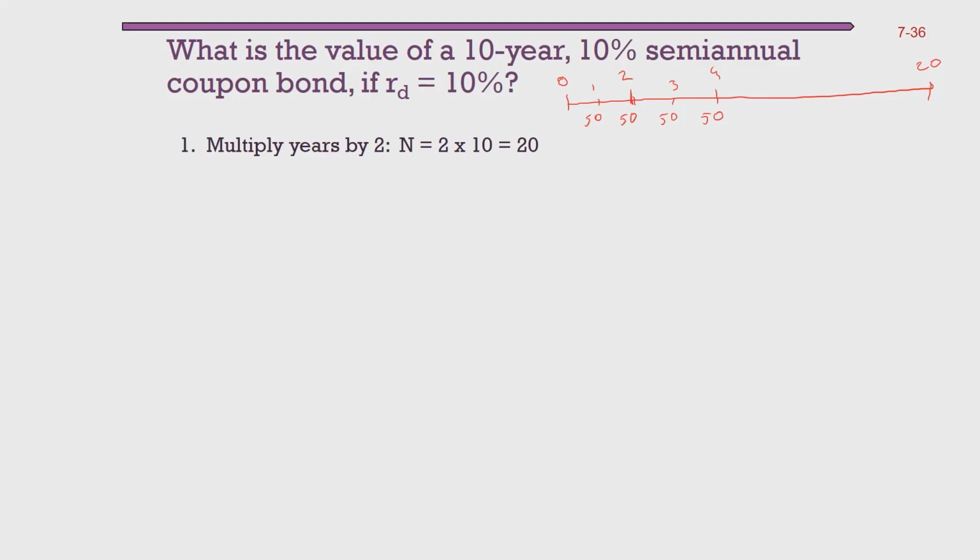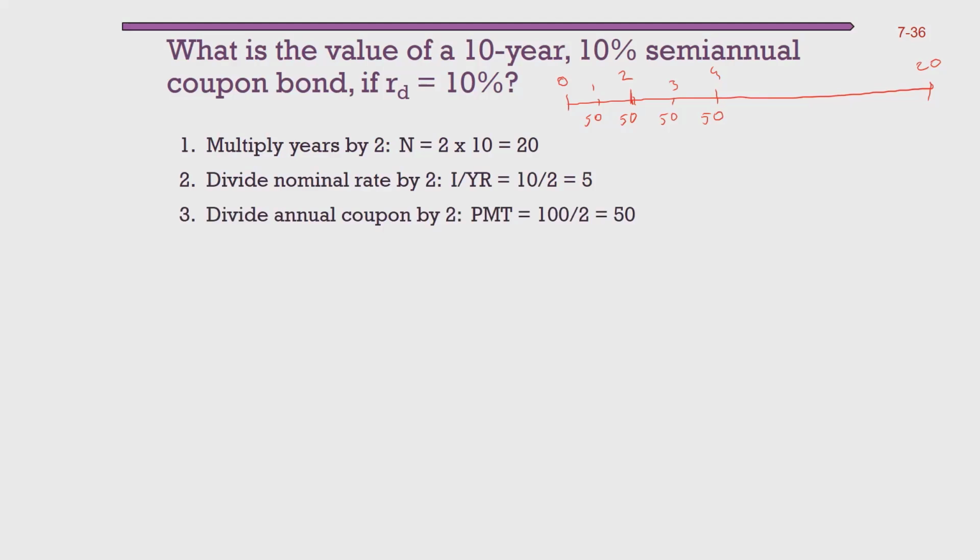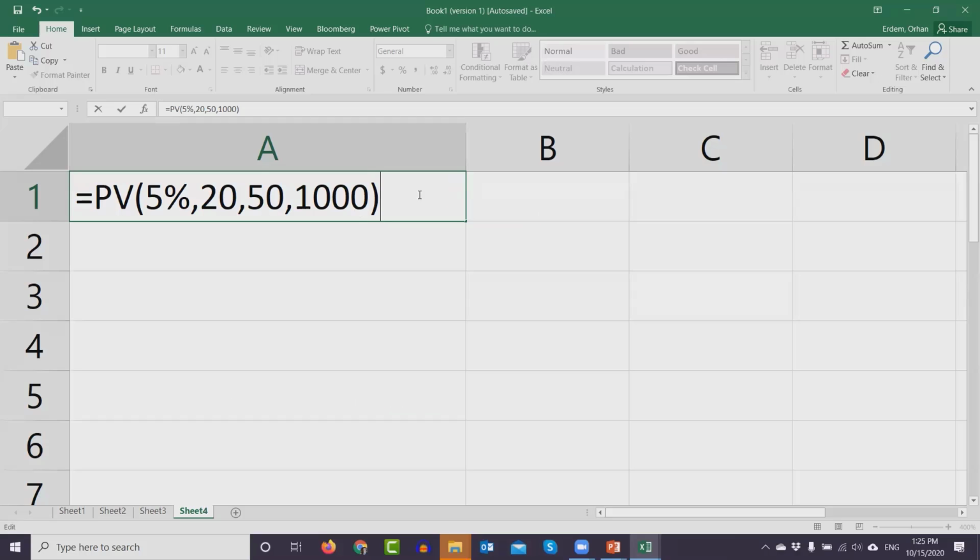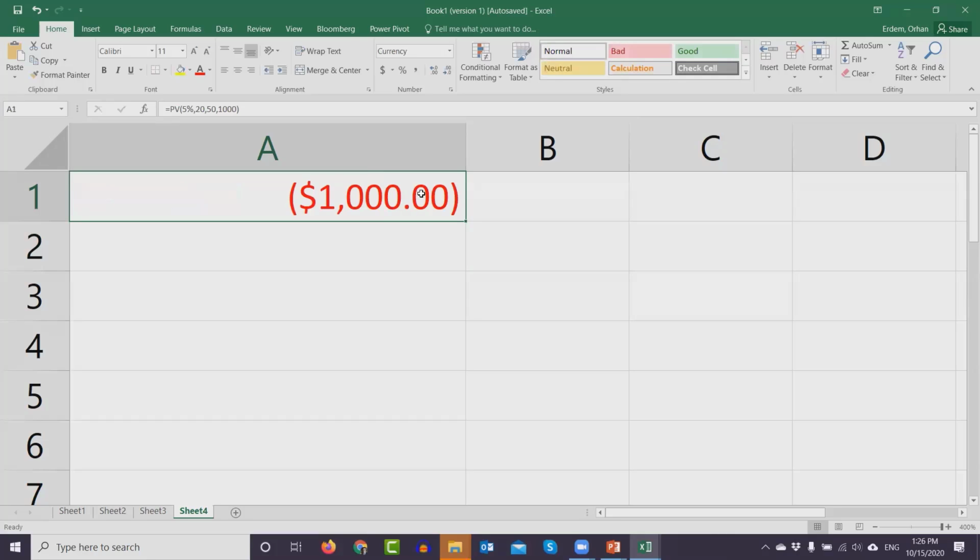So that's why we multiply the years by 2. We are going to have 20 periods, and then divide the nominal rate by 2. The interest rate is going to be 5%, and the coupon is going to be $50. So we are going to use this PV function in Excel again, with the interest rate being 5%, the number of periods being 20, and the coupon being 50, and then the par value is going to be constant. When we do this in Excel and enter $1,000 again, the price of this bond is going to be $1,000.